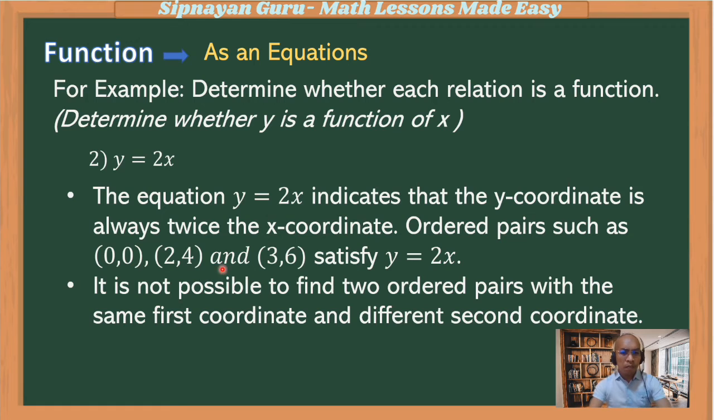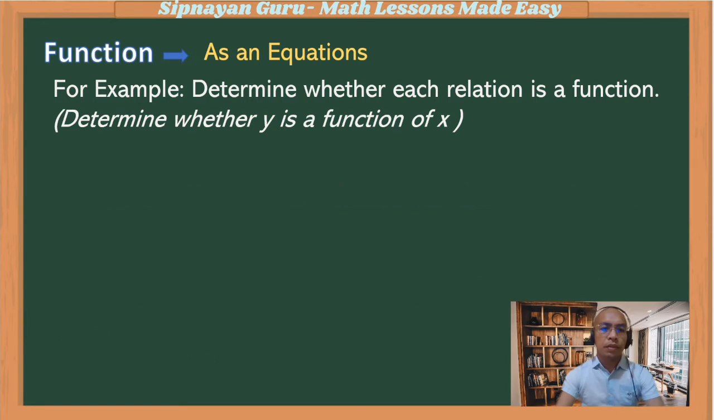As you can see, the correspondence is one to one, and it is not possible to find two ordered pairs with the same first coordinate and different second coordinate. So therefore, this relation is a function.